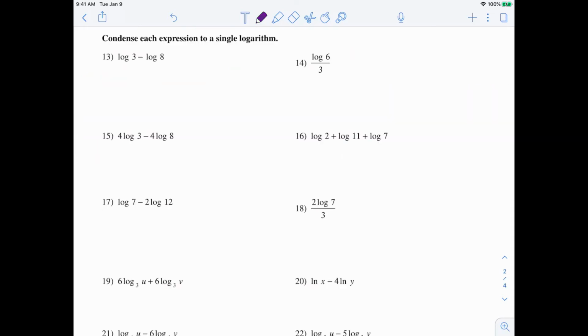So now on these problems, instead of expanding a single logarithm to multiple logarithms, we're actually going to condense or simplify multiple logarithms into a single logarithm.